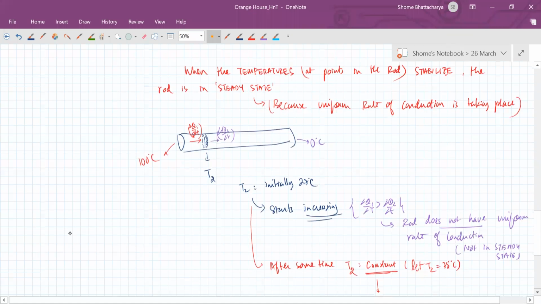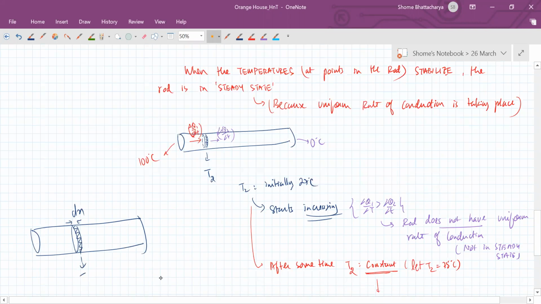What is happening? We are considering this small cylinder of metal here of thickness dx. Abhi iska temperature T2 hai. Now suppose T, so what is happening? This temperature at this end is 100 degrees C. The temperature at this end is 0 degrees C. Okay. So we know that heat is coming in from this side because this is hotter.